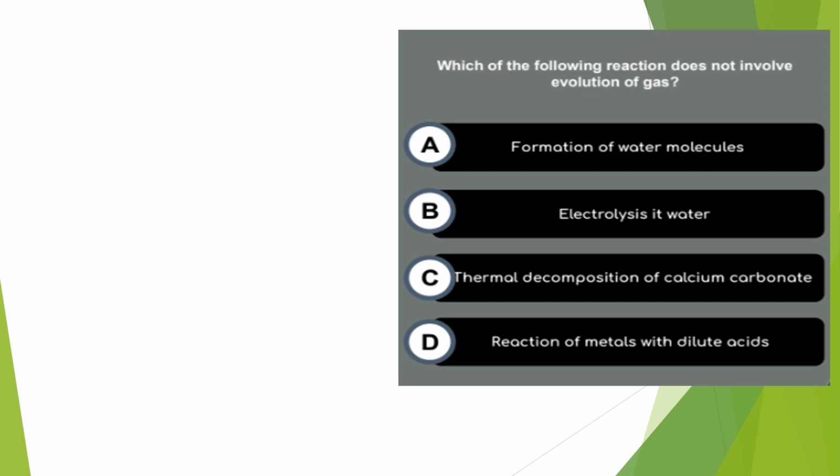So as we have studied in the previous presentations, now let's do a little self-test. Which of the following reactions does not involve evolution of a gas? Options are formation of water molecules, electrolysis of water, thermal decomposition of calcium carbonate, reaction of metals with dilute acids. So the correct option is formation of water molecules.